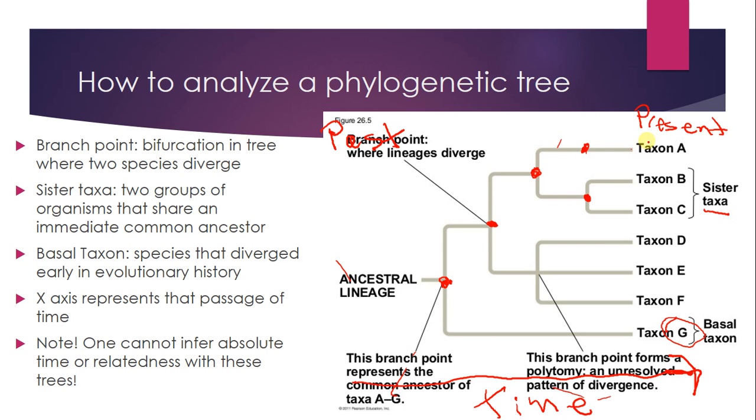We can't say that by the length of this line we know this happened 5 million years ago and this happened 10 million years ago. And we can't say, all right, this seems to be halfway in between present day and the ancestral lineage, so this bifurcation happened halfway in between. So those things we can't say. This is just merely representational. It's not very quantitative.